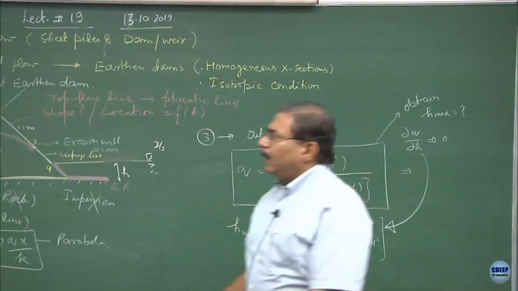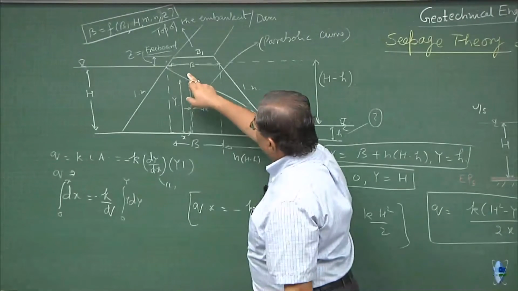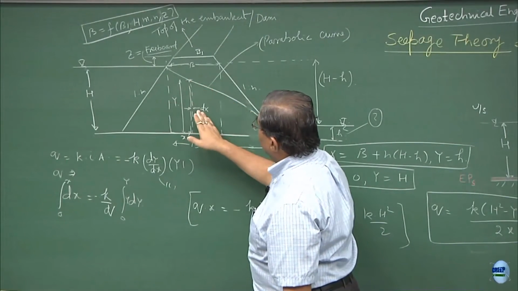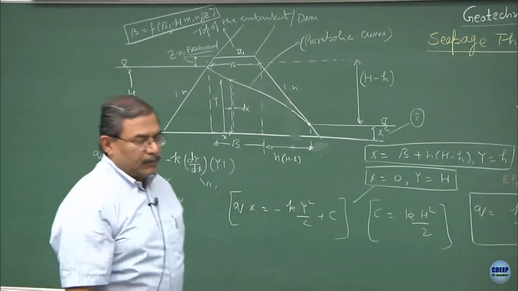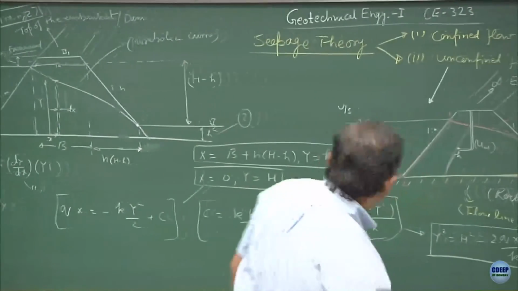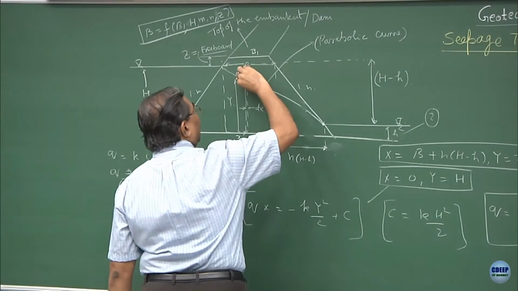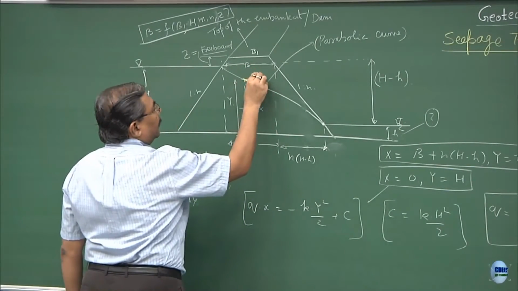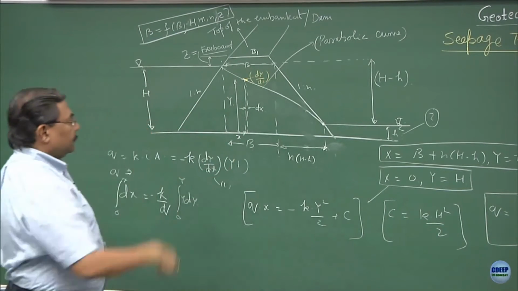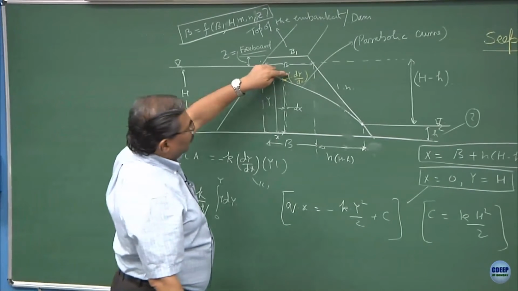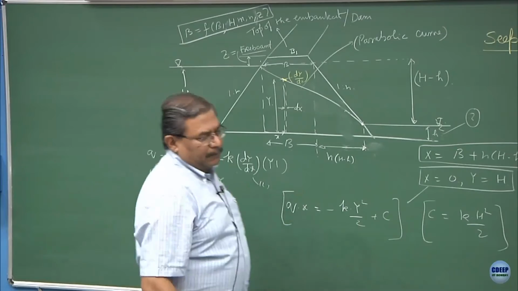fairly simple. The only point of interest you should remember is, we are taking a hypothetical plane across which we are finding out the discharge, and just to make things clear, the slope of this line is nothing but dy by dx, which I am assuming to be equal to I. Rest is all simple mathematics.